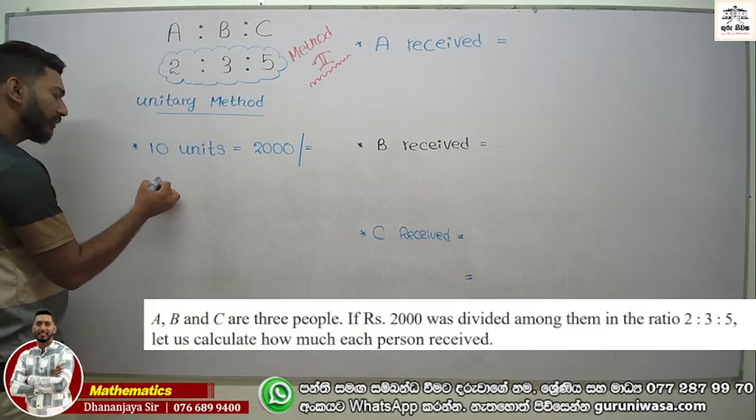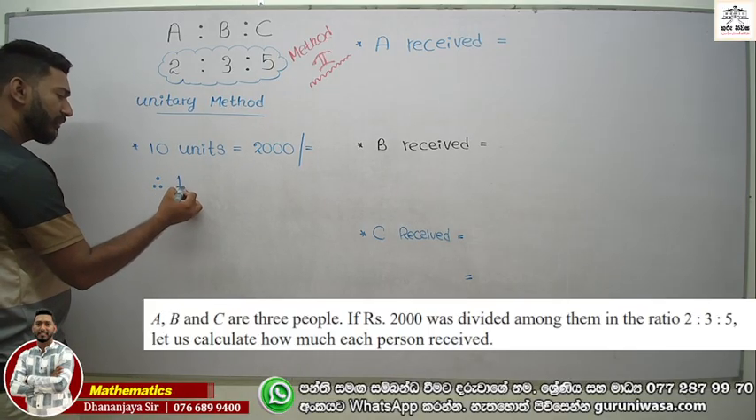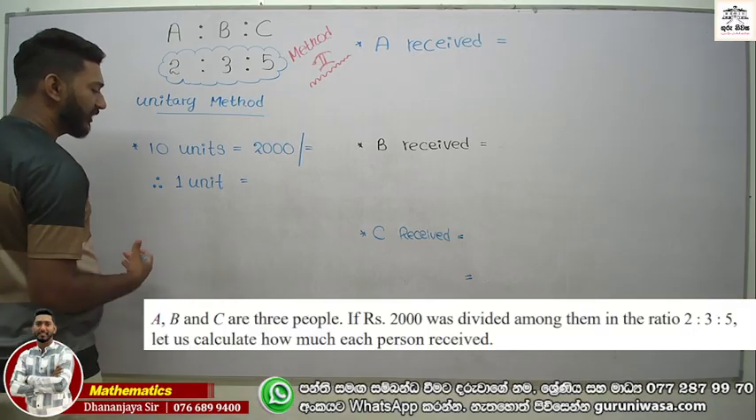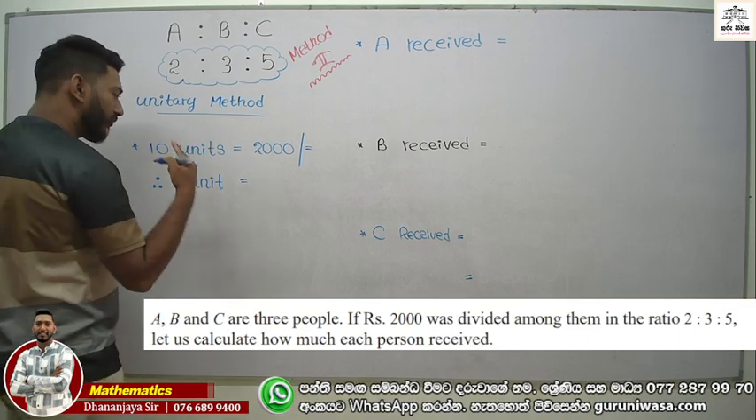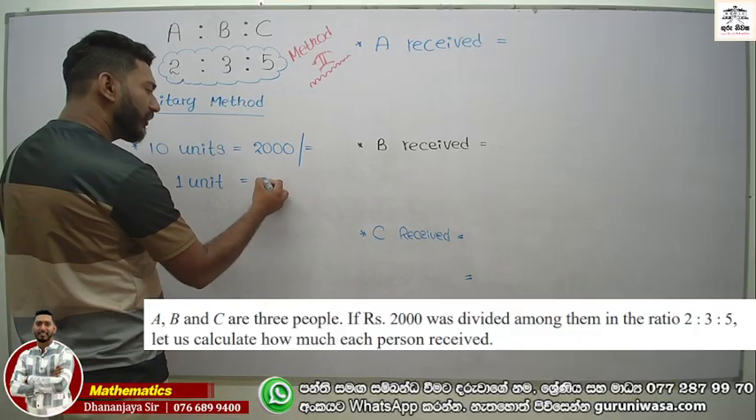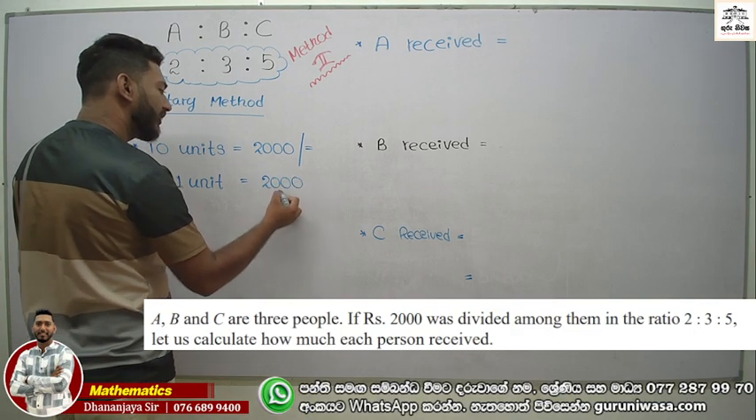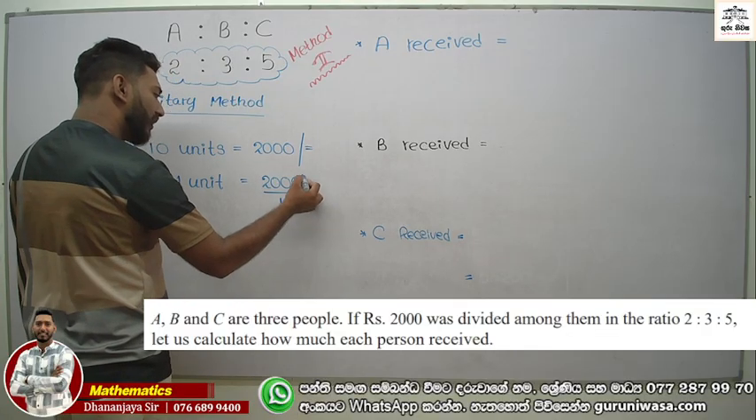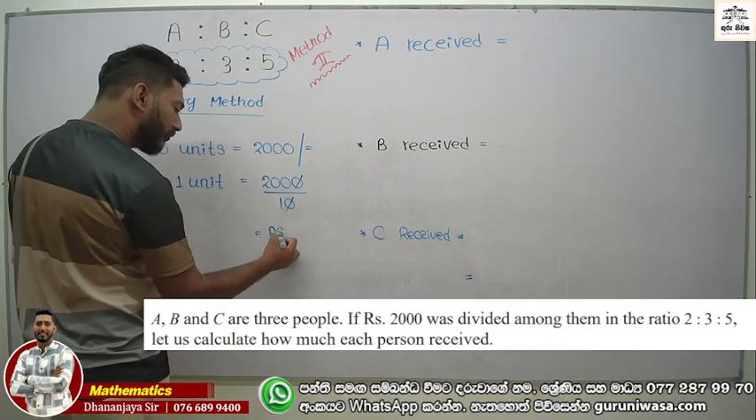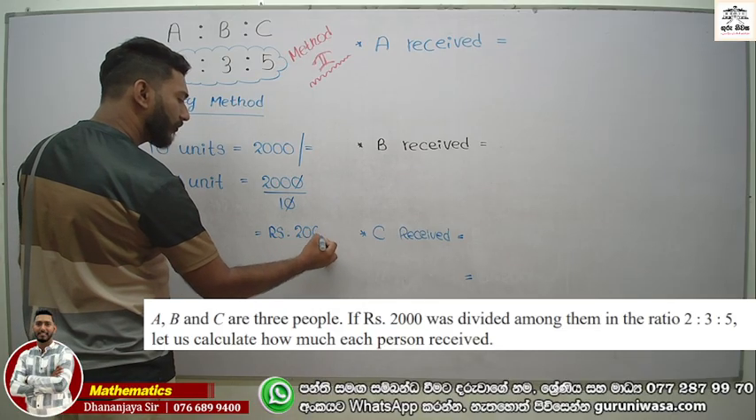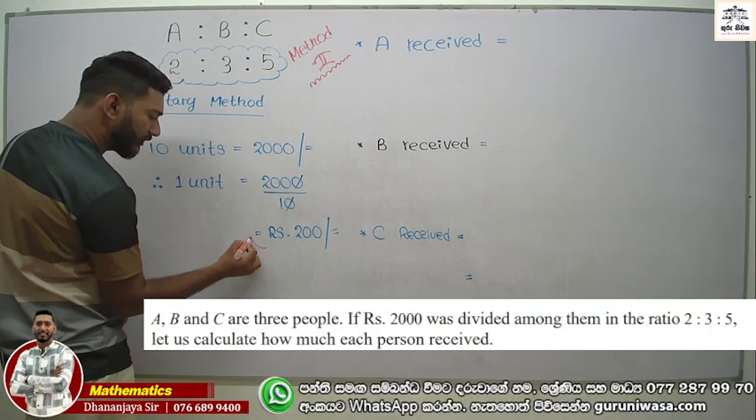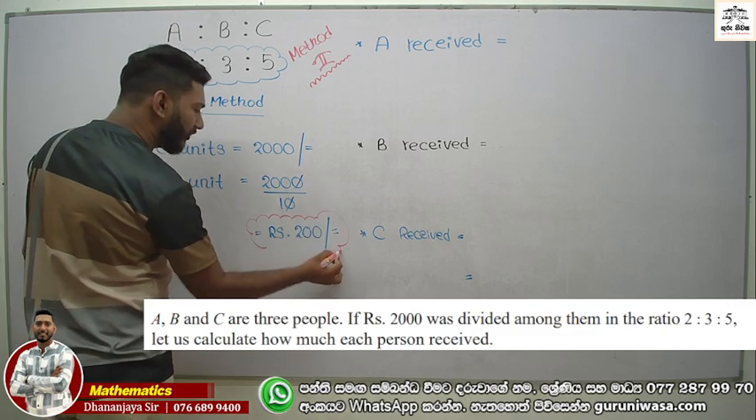Now, therefore, 1 unit. How much is one? We have to find 1 unit. How to find 1 unit? 10 units equals 2,000. Therefore, 2,000 divided by 10. Now 0 and 0 are eliminated. Now 1 unit is equal to 200 rupees. Everyone, did you understand this? Yes, sir. And now the next part is very easy.